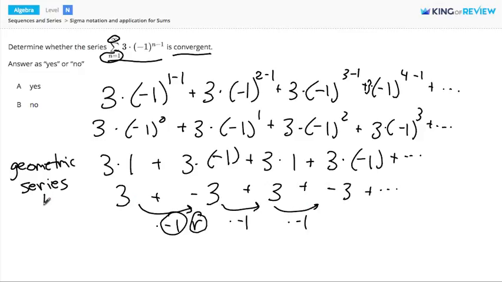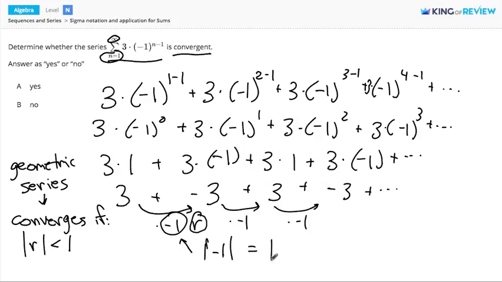And a geometric series will converge if this property is true. The absolute value of r is less than 1. If that's true, the series will converge to a single number. Otherwise, it will diverge. It will continue changing for every term added, and we'll never be able to figure out one specific number for its sum. Well, if r is negative 1, the absolute value of negative 1 is positive 1. And if we want 1 to be less than 1, that is not true. 1 is not less than 1. This condition does not hold, so our series will not converge.